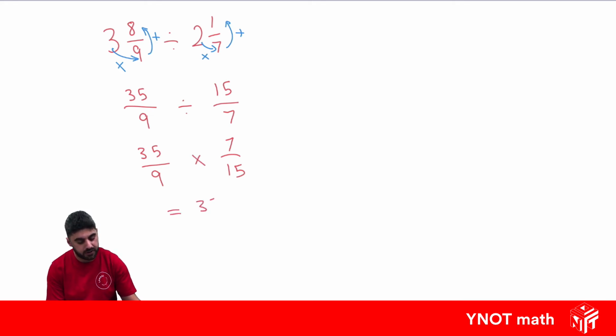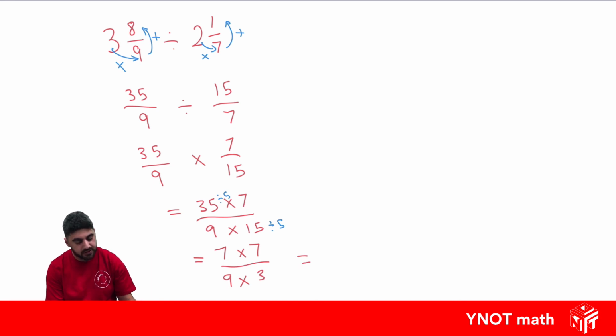And then it becomes numerator times numerator over denominator times denominator. We can simplify this fraction before we actually multiply, because 35 is divisible by 5 and 15 is divisible by 5. 35 divided by 5 gives us 7, so we have 7 times 7 over 9 times 15 divided by 5 gives us 3. This just makes it a little easier to multiply now instead of using those big numbers. And we can only do this when multiplication's involved, remember.